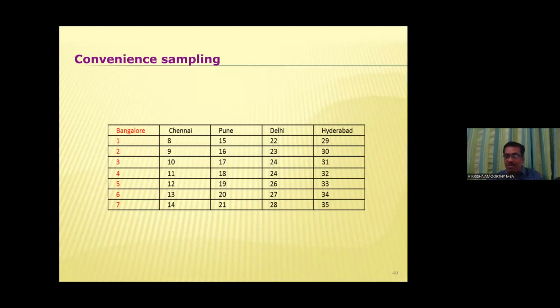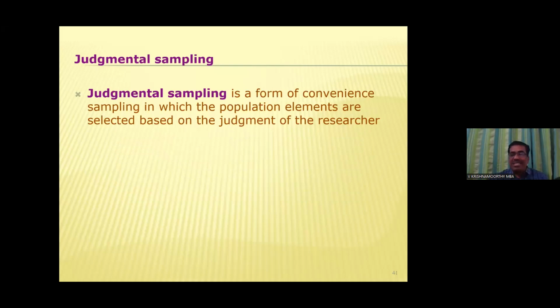In convenience sampling, the researcher collects data according to his own convenience, not the convenience of the respondent. Okay. Next one is judgmental sampling. What is judgmental sampling? Judgmental sampling is a form of convenience sampling in which population elements are selected based on the judgment of the researcher.